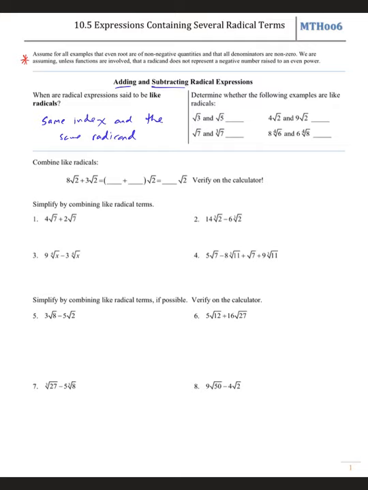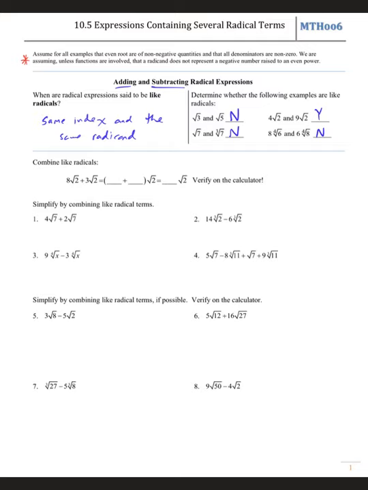Square root of 3 and square root of 5. No, because the radicands are not the same. The next one, square root of 7 and the cube root of 7. Well, they're both 7s, but their indexes are not the same, so no. Top of the next column, 4 square root of 2 and 9 square root of 2. Yes, because they both have a square root with a 2. We're not concerned with the number out front. And the next one, we have 8 times the 4th root of 6 and 6 times the 4th root of 8. That would be no, because they're not the same radicand inside.